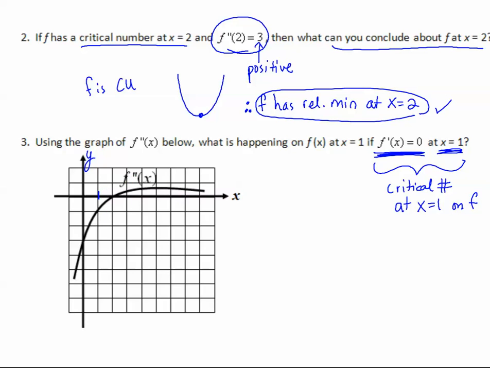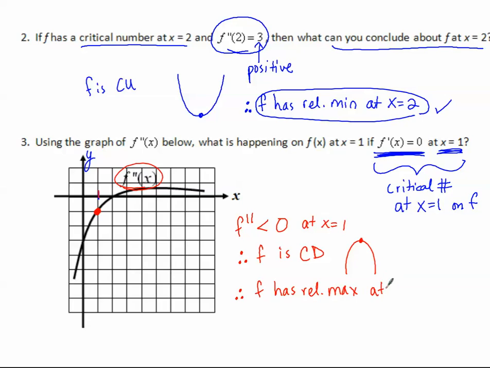This is a graph of the second derivative. And look at where the second derivative is at x equals 1. The second derivative is below the x-axis. The second derivative is less than 0, the second derivative is negative. Therefore, and this is at x equals 1 that we're looking, therefore f is concave down. What does that look like? This. At a critical number, therefore our conclusion is that f has a relative max at x equals 1. That's the second derivative test.